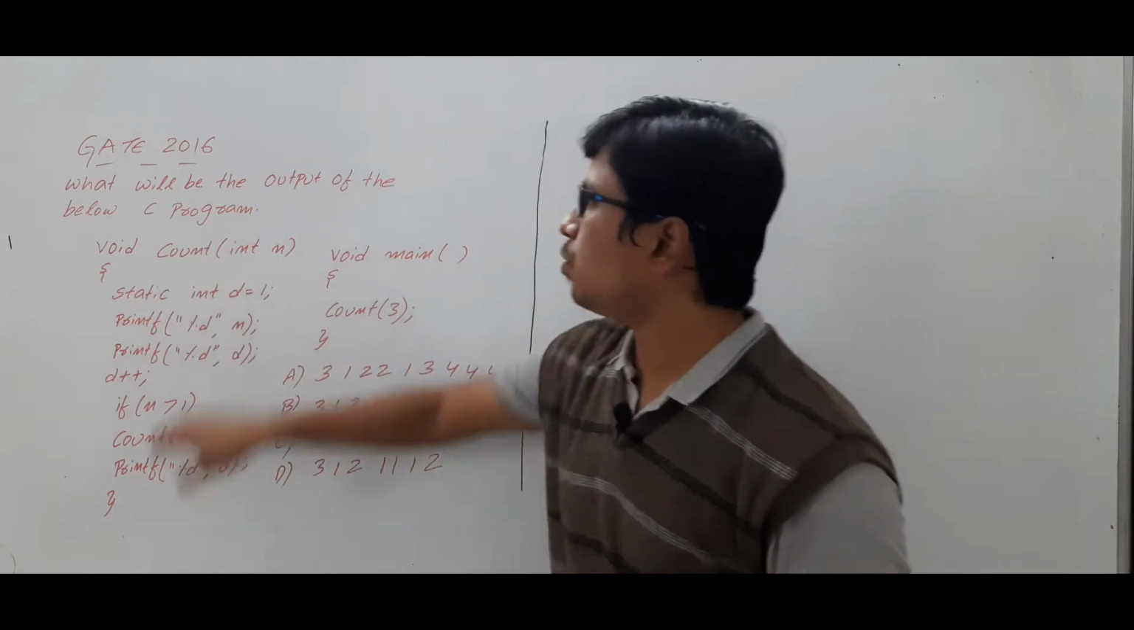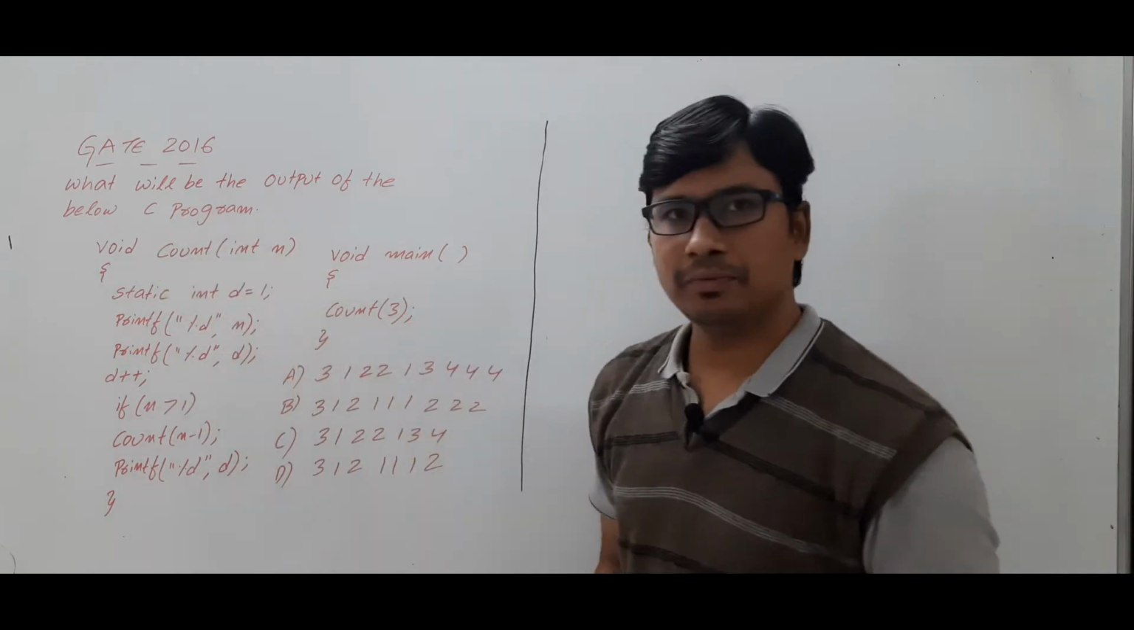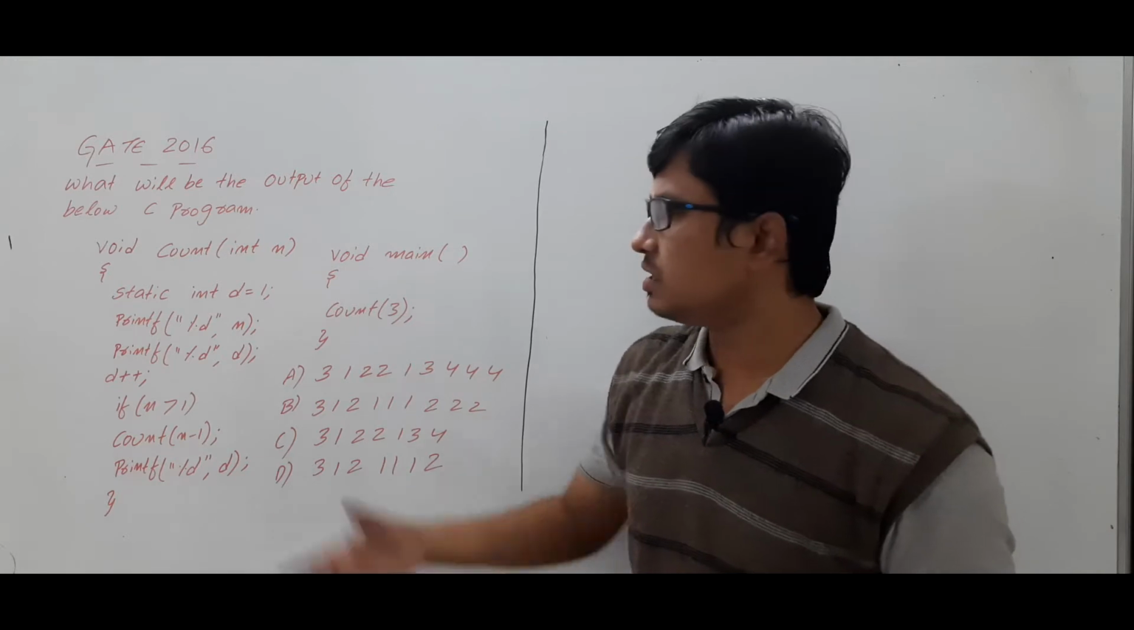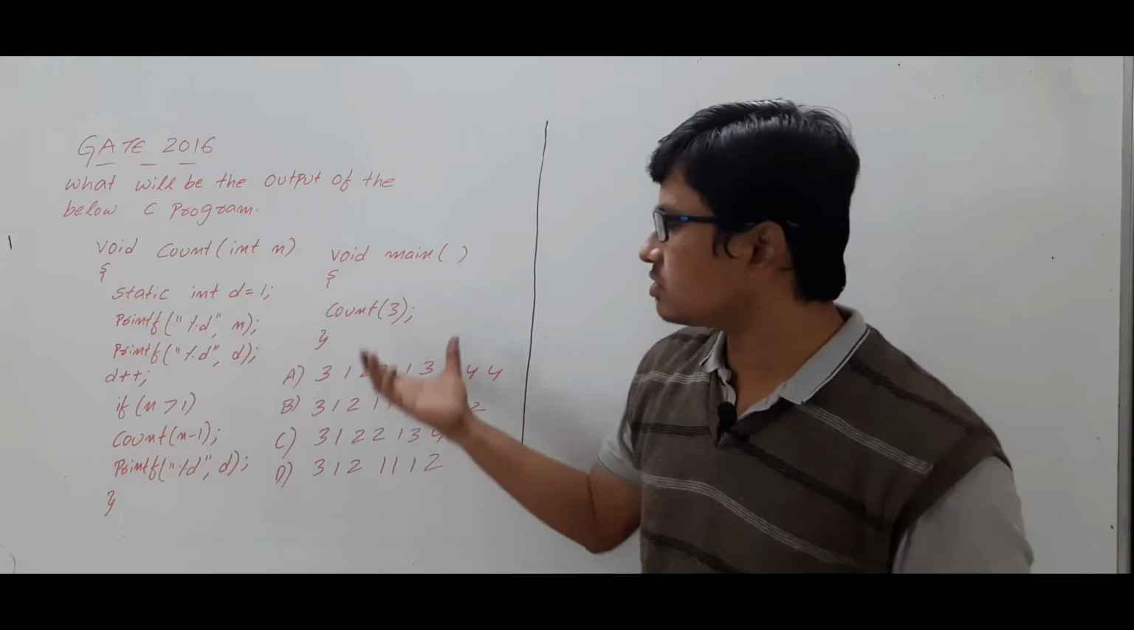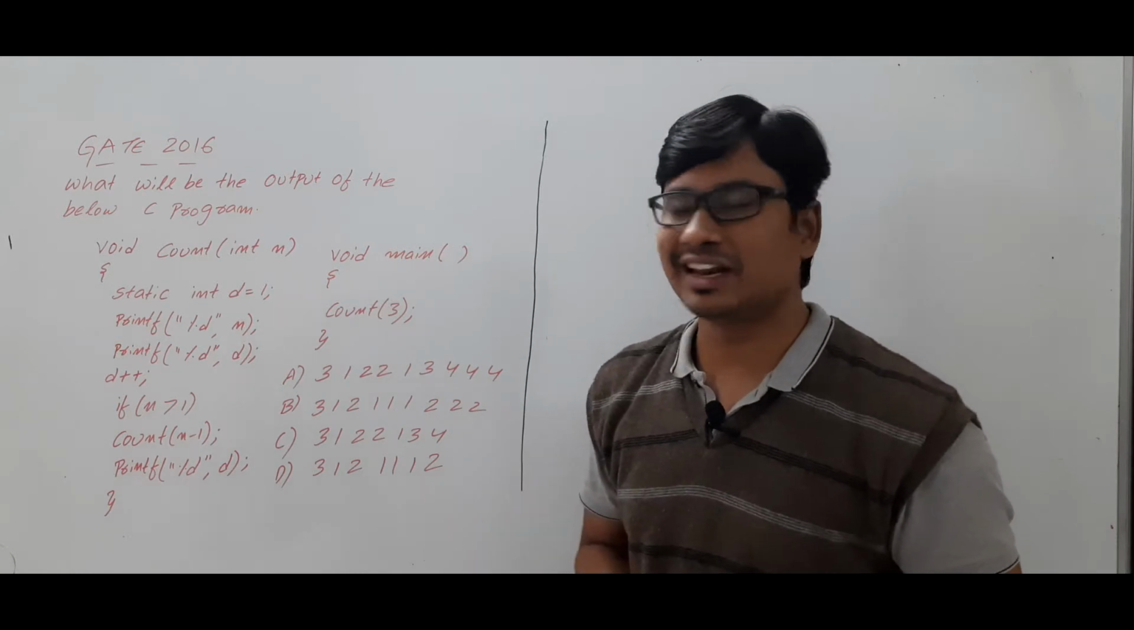Coming to the question, what will be the output of the below C program? They have given a C program and they have given 4 options. If you execute this program, what is the output you will get? So we need to solve this question and find out what is the right answer.